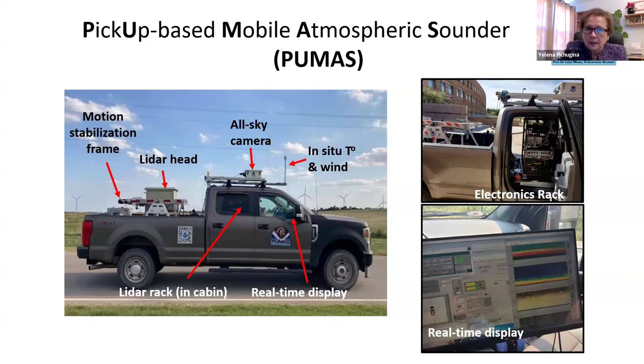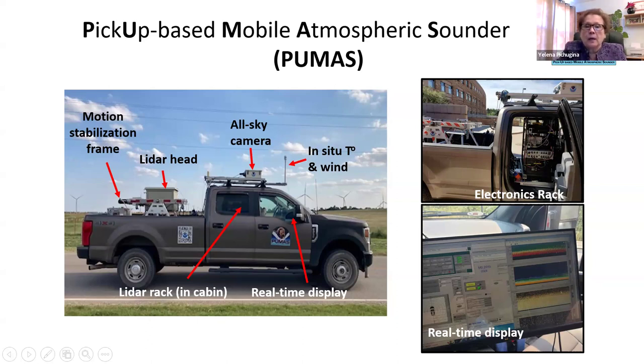We call the latest modification that we have right now the pickup-based mobile atmospheric sounder, or PUMAS. This picture shows what we have on this truck-based LiDAR. Here are the motion stabilization frame and the LiDAR head. We have an all-sky camera, and we can measure temperature and wind in situ. The LiDAR rack is in the back of the cabin and shown here. In the front of the cabin, there is a real-time display, also shown here.